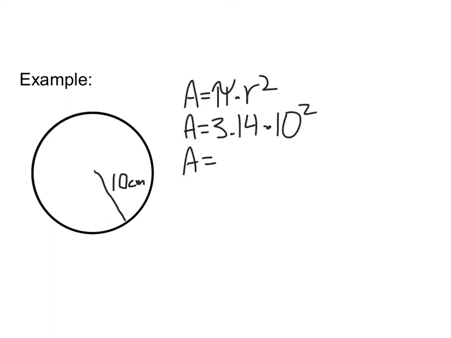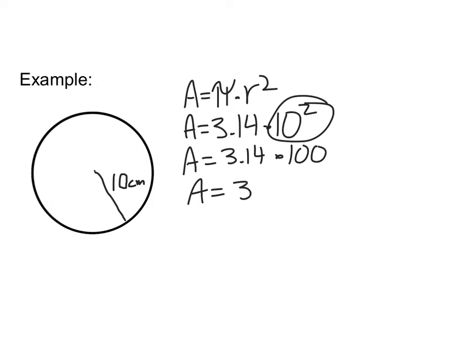And then order of operations says that we square before we multiply. So 3.14 times 100. And I don't even need to do that long multiplication because I know that that's going to give me 314 because it'll just move the decimal. And so that would be centimeters squared.